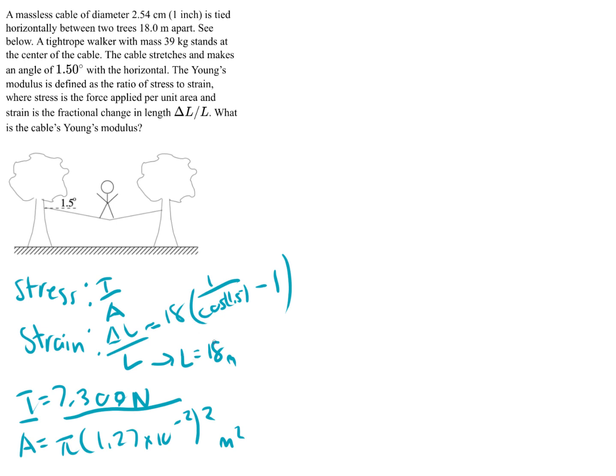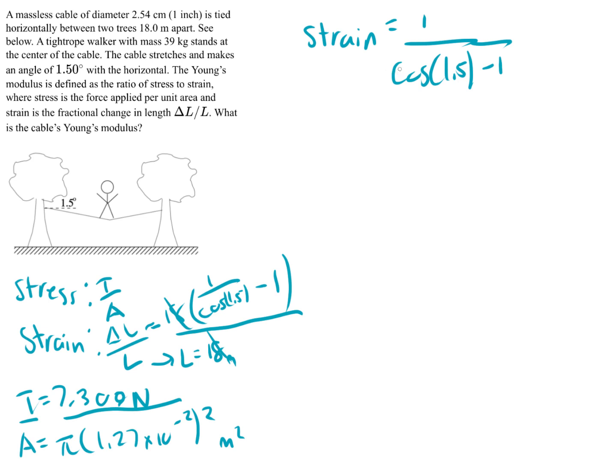And now you might see that we will be able to simplify it, because the ratio change in L over L simply cancels out both of the 18s. So the strain is simply 1 over cosine of 1.5, minus 1. Sorry, the minus 1 is outside. So that's strain. And stress, if you remember earlier, was this value over here. That's stress.